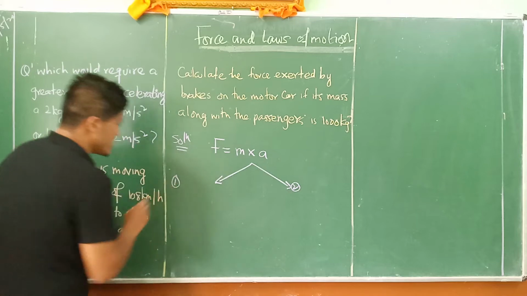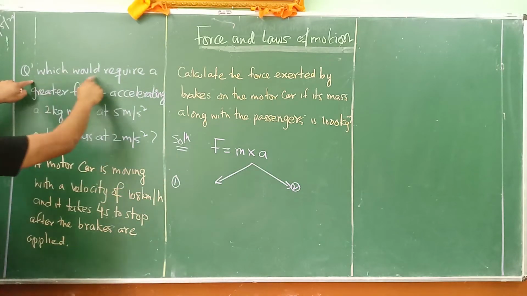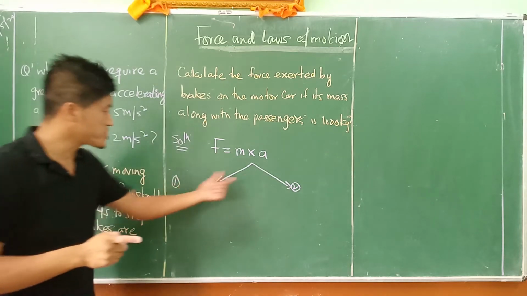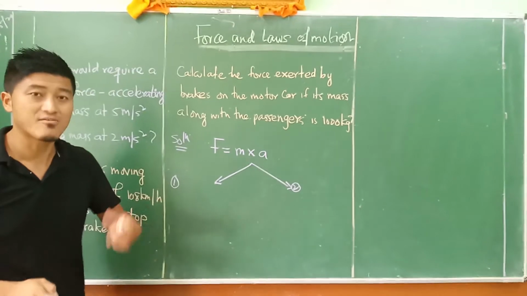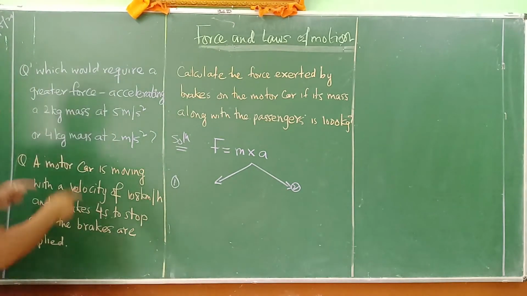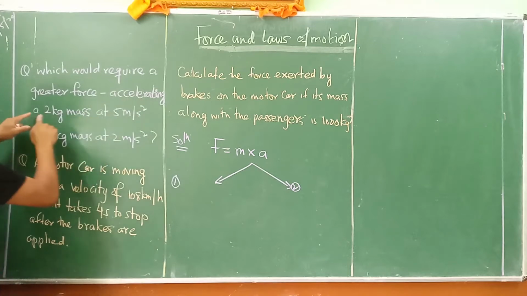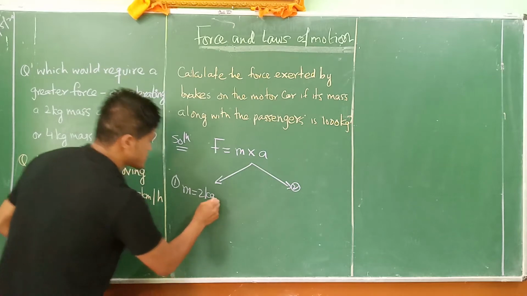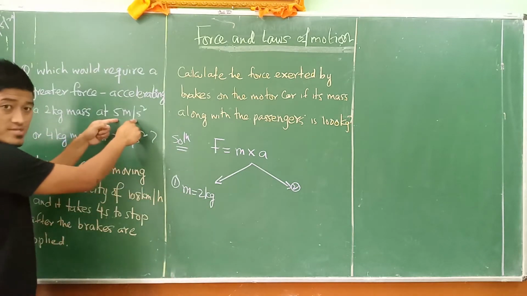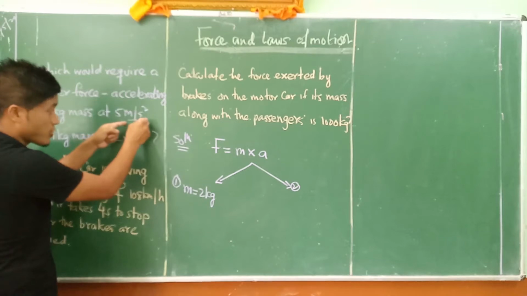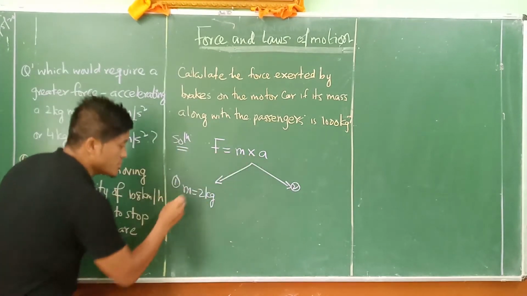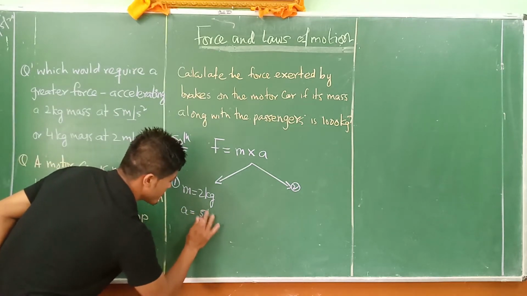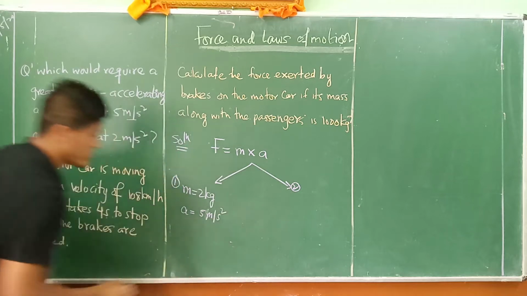In which case do you have to apply a greater force? Let's have a look. Situation number 1, accelerating a 2 kg mass. They have given mass equal to 2 kg at 5 meter per second square. Meter per second square is always the unit of acceleration, so we take acceleration as 5 meter per second square.